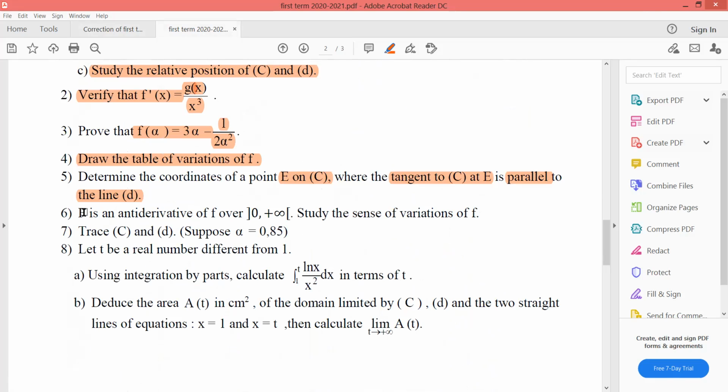F is an antiderivative of f over 0 plus infinity. Study the sense of variations of f. To study the sense of variations of f, you have to study the sign of the derivative of capital F. We have to find F prime x.